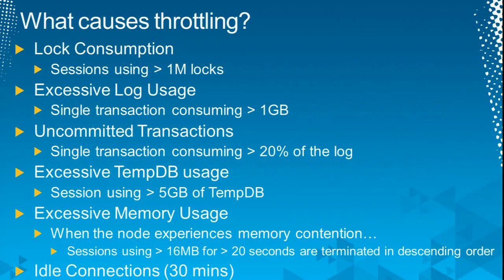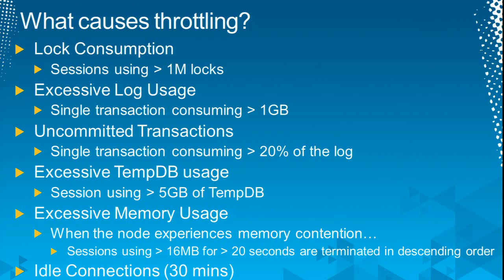This slide I suggest everybody download, print out, and put up on your wall. It goes into the details on what specifically causes throttling, and we have a bunch of different things that will trigger this. Number one, lock consumption. If you have a single session inside the database and it's using greater than 1 million locks, we will throttle you. I don't mean to sound like Mr. Negative. I'm just trying to keep it real, so you have the knowledge and background for what to expect. Now, keep in mind, 1 million locks is a lot.